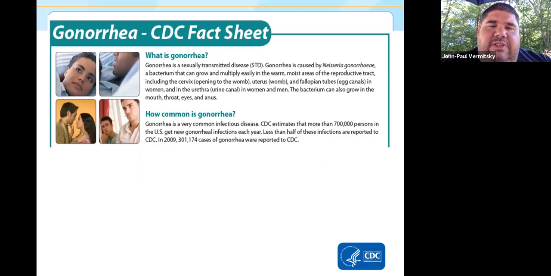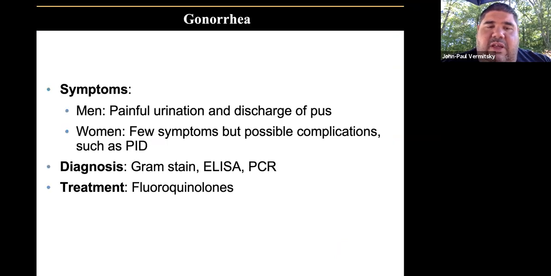Gonorrhea. This is another bacterial infection that is caused by Neisseria gonorrhoeae. This is a bacterium that can grow and multiply easily, especially within the reproductive tract. Symptoms for gonorrhea, and I forgot to mention the symptoms for chlamydia, but they're the same.